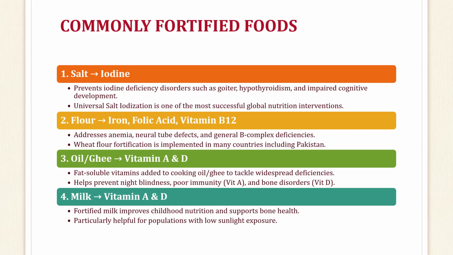Then there is oil and ghee fortification, which is done with vitamins A and D. Fat-soluble vitamins are added to cooking oil and ghee to tackle widespread deficiencies. It helps prevent night blindness, poor immunity, and bone disorders. And then milk, which is also fortified with vitamins A and D. Fortified milk improves childhood nutrition and supports bone health, and it is particularly helpful for populations which have very low sunlight exposure.